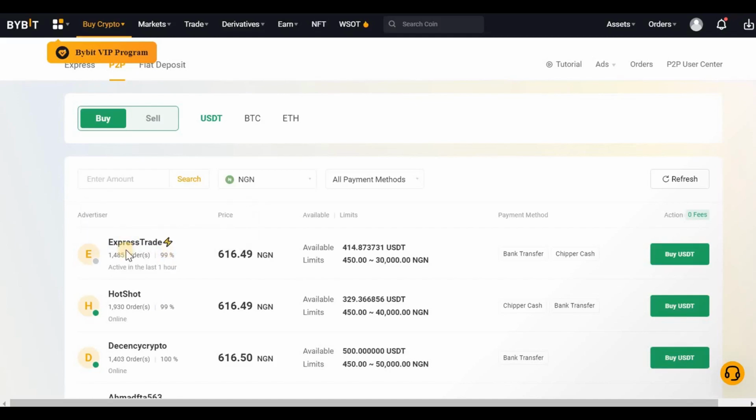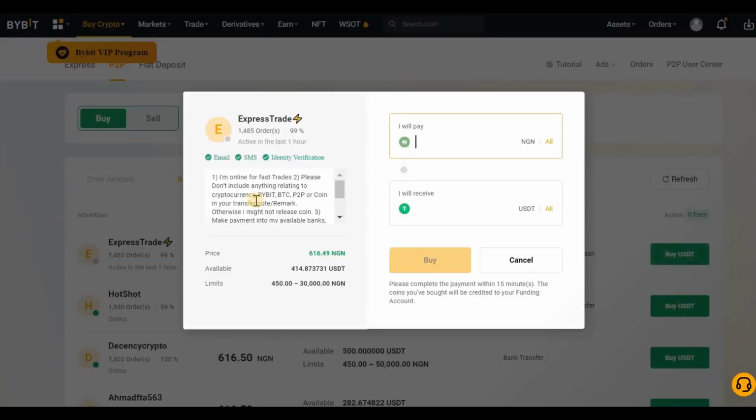So right now, if I was to select a P2P trader, I am going to click on this express trade and buy at the current rate of 616.49. I would click on buy right here. These are the details of my order, and right here I can select the amount of my local currency that I want to exchange for USDT.